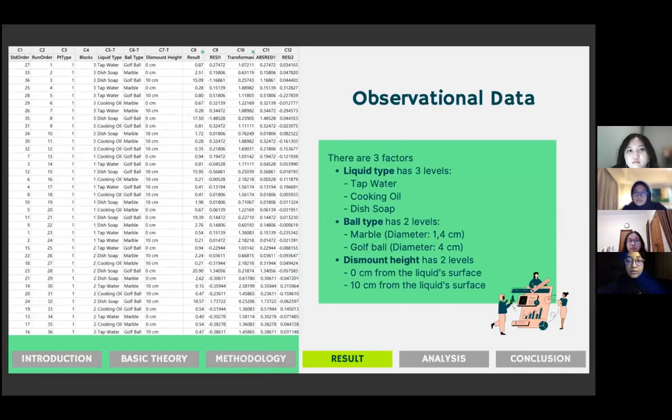The observational data here displays the standard order, which is the original sequence of the experiment for multifactor. Then we randomize the data, which will then guide us on what order we should perform the experiment in.